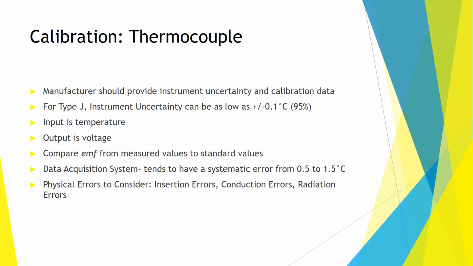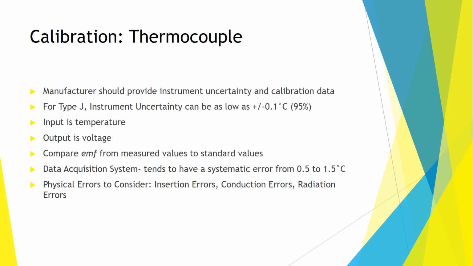A thermocouple is used in order to find both the inlet and outlet temperatures of the water. A thermocouple is made up of two dissimilar metals, a junction, and a voltmeter. Once again, a manufacturer should provide instrument uncertainty and calibration data. For type J thermocouples, the most common type of thermocouple, instrument uncertainty can be as low as plus or minus 0.1 degrees Celsius at a 95% confidence interval.